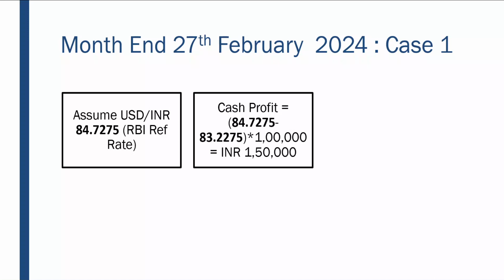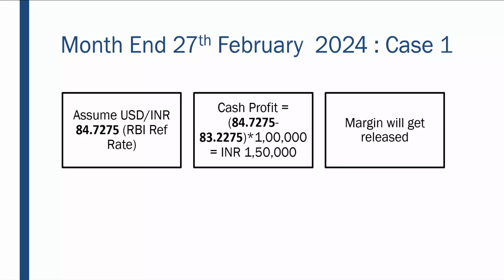Okay. So 83.2275 was the price at which I bought from someone. Okay. That means that someone is losing and I'm gaining. How much? 1,50,000. On $1 lakh, I'm making a profit of 1 rupee 50 paisa. Isn't it? I'm happy. But then I'm an importer. I have to make the payment at 84.22 because I'm just taking a hedge position here, isn't it? So what will happen? Now I'm in profit position.